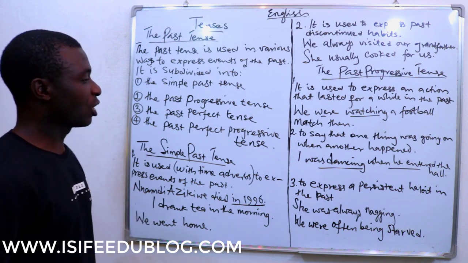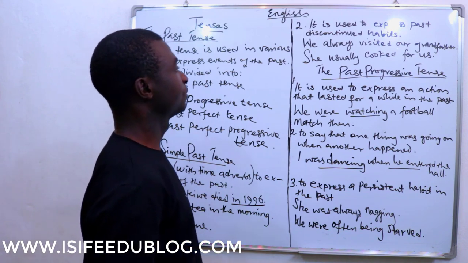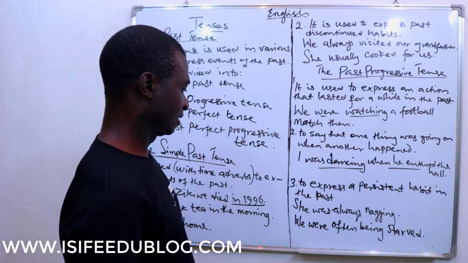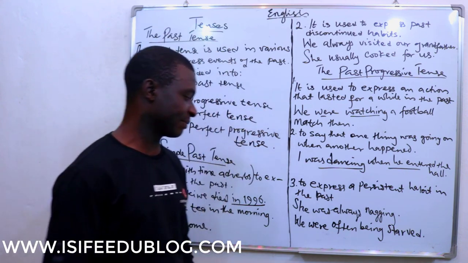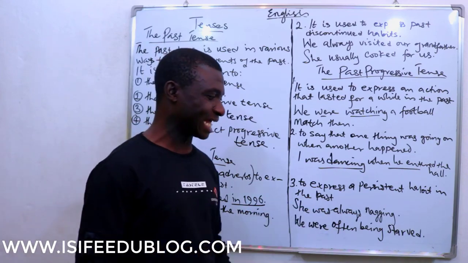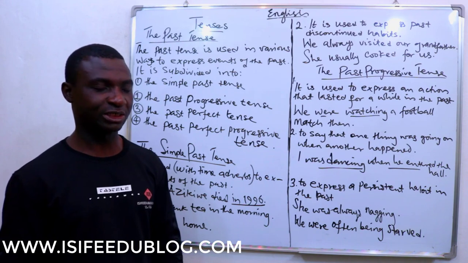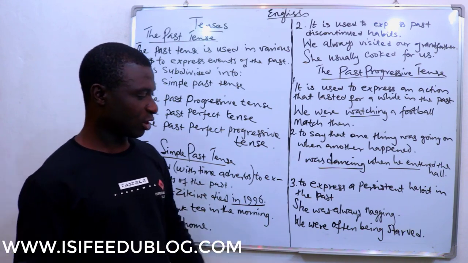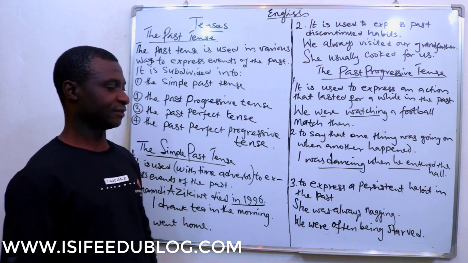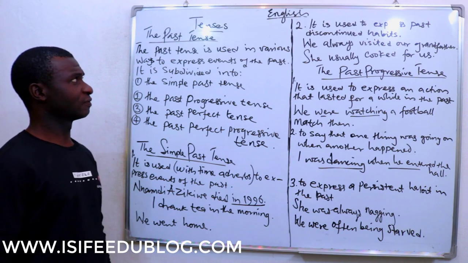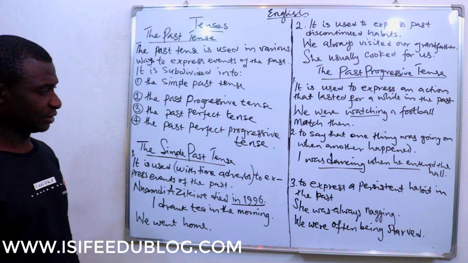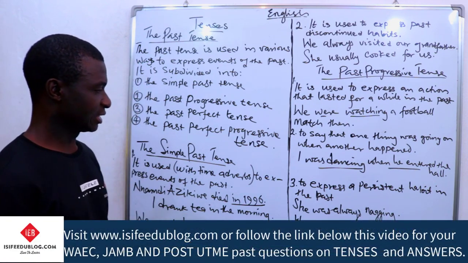Then we also use the past progressive tense to express a persistent habit in the past. Thus we have, she was always nagging. We were often being starved. A persistent habit in the past. That's how the past progressive tense is used.